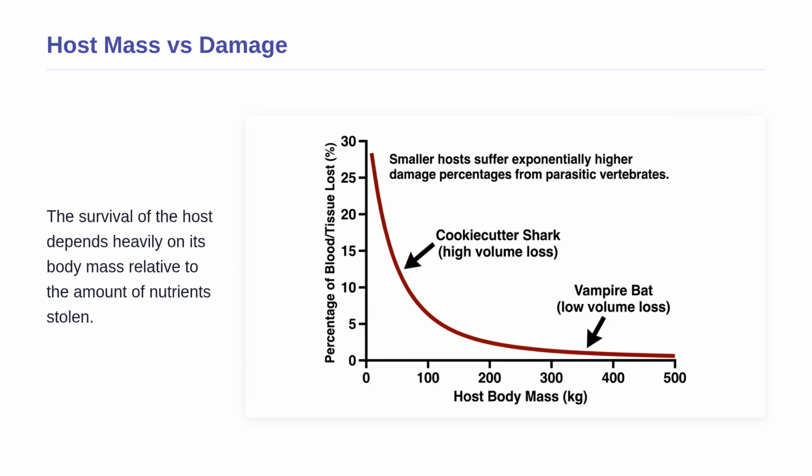On the far left, where the host mass is small, the percentage of damage shoots up dramatically. This is where our dolphin attacked by cookie-cutter sharks sits. As we move to the right, the host mass increases and the curve flattens out close to zero. This is where our massive cow fed on by vampire bats is located. This diagram clearly teaches us that smaller hosts suffer exponentially higher damage percentages, which is exactly why parasitic vertebrates usually target hosts much larger than themselves.